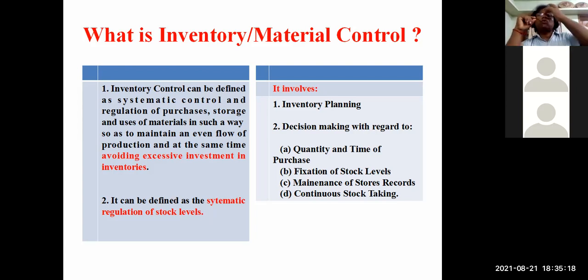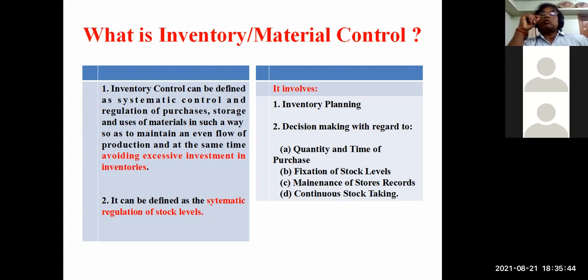So these things are in the course also, but I am talking about material control. You can say material control includes decision making regarding fixation of stock levels. What is your maximum stock level? You decide, and that is material control. What is your minimum stock level? You decide, that is your inventory control or material control.